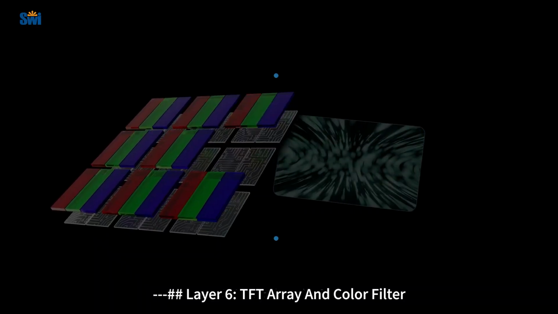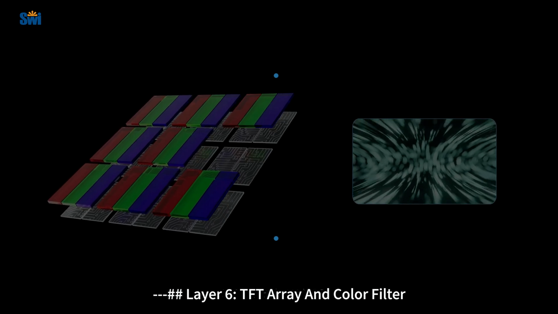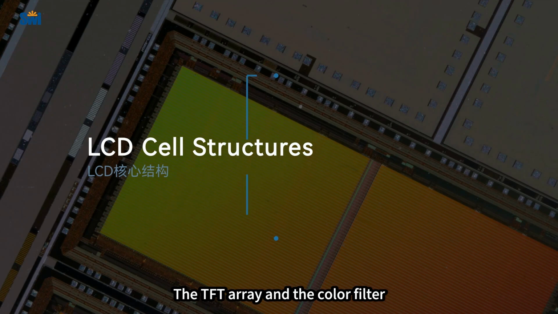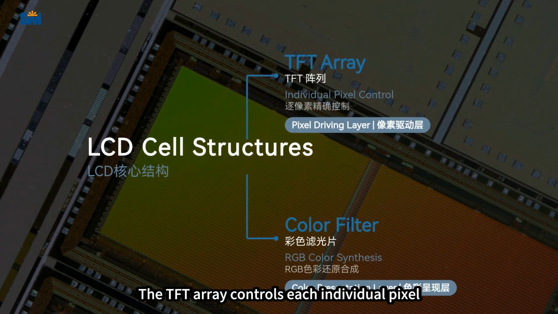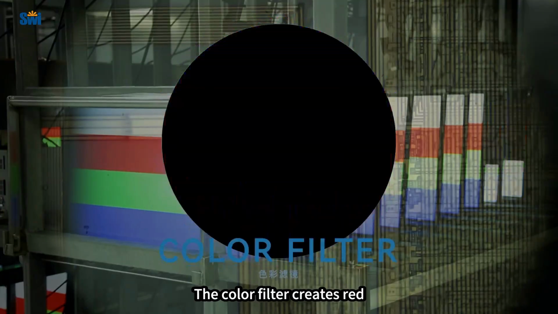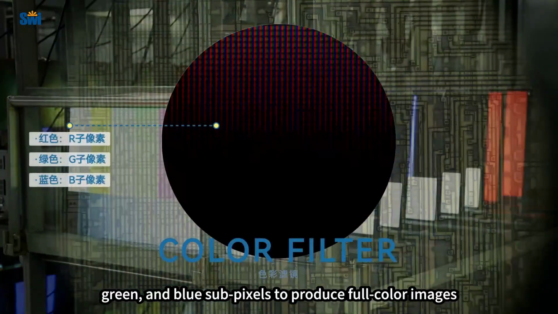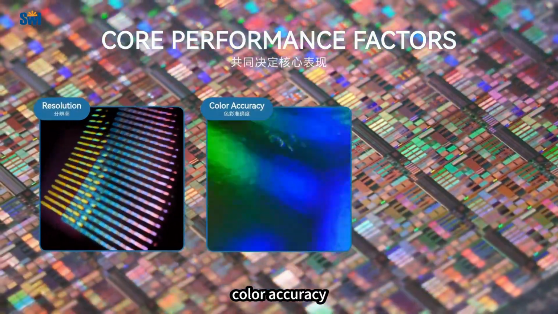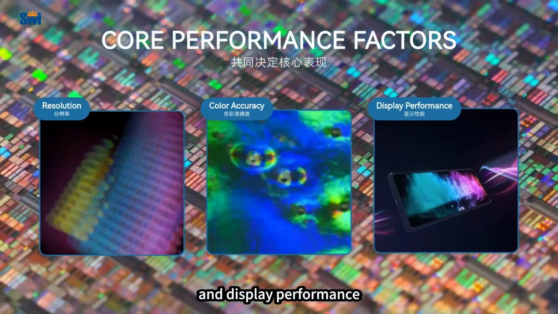Layer 6. TFT array and color filter. Inside the LCD cell are two important structures: the TFT array and the color filter. The TFT array controls each individual pixel. The color filter creates red, green, and blue subpixels to produce full color images. Together they determine resolution, color accuracy, and display performance.